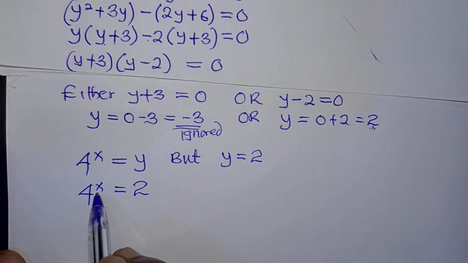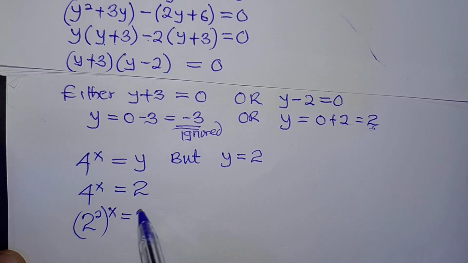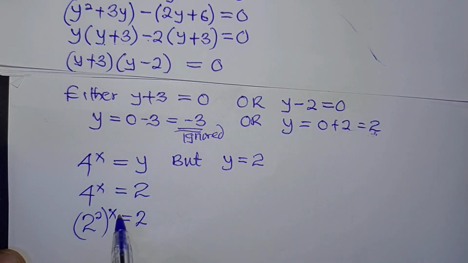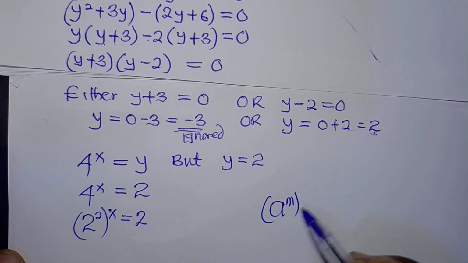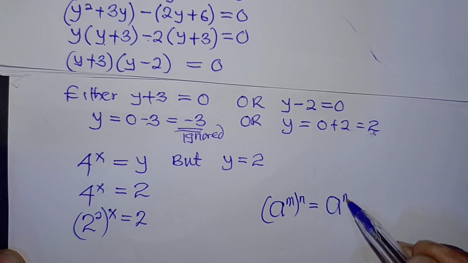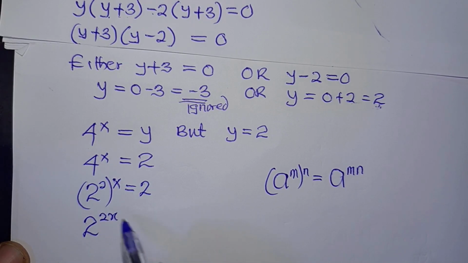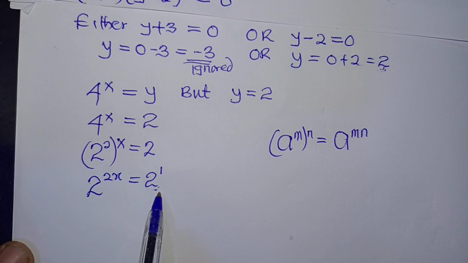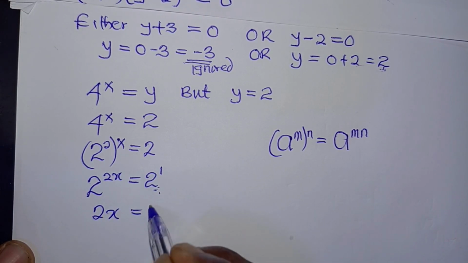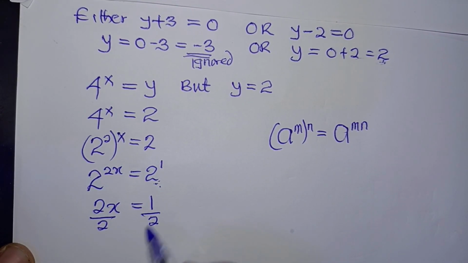To solve for x, we can write 4 as 2 to the power 2, raised to the power x, which equals 2. So we apply the rule that if you have a to the power m raised to the power n, it is equal to a to the power m times n. So this can be written as 2 to the power 2x equals 2, and the 2 can be written as 2 to the power 1. The bases are the same, therefore we compare the exponents. So we have 2x equals 1. Divide both sides by 2, so x equals half. This is the solution to this equation.